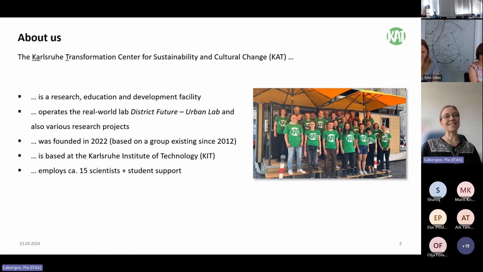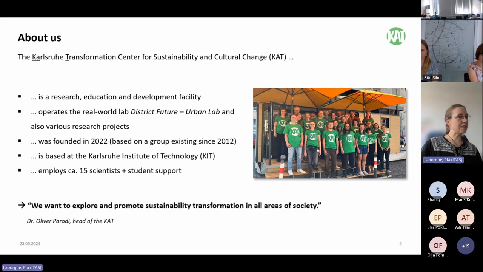It exists since 2012, so more than 10 years already, but as a center, it was founded in 2022. So these numbers are not right anymore, I just realized. So we are now 23 scientists and a lot of students. What we want to do is to explore and promote sustainability transformation in all areas of society. Oliver Parodi is head of our research center.